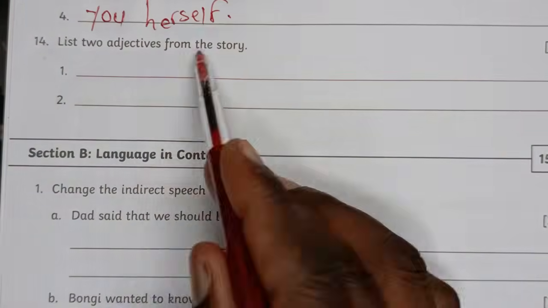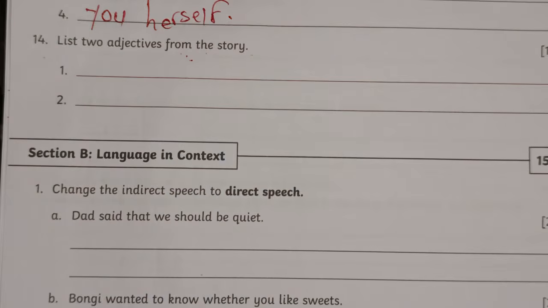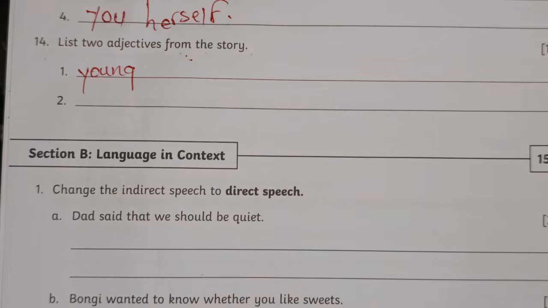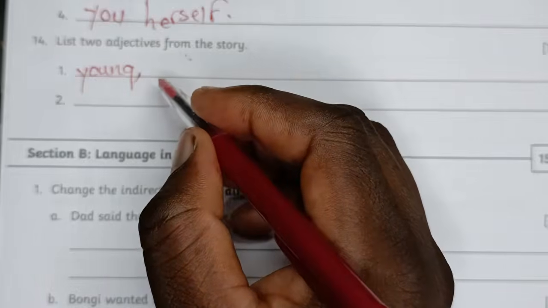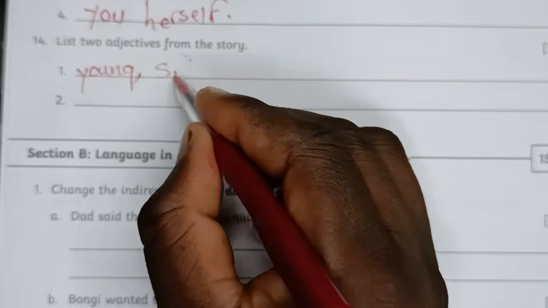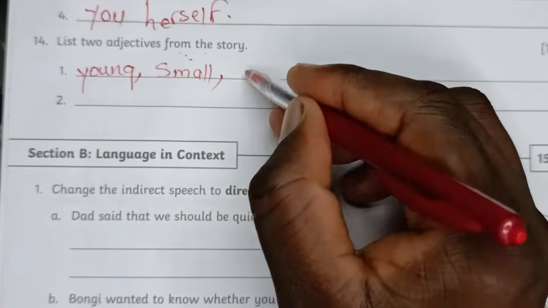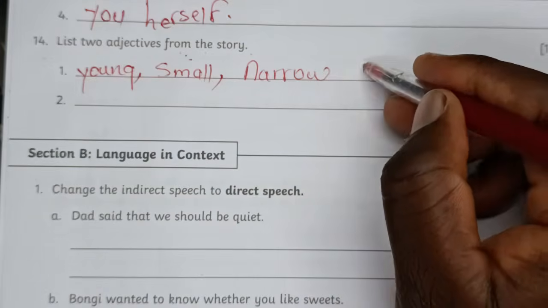Question 14. List 2 adjectives from the story. The adjectives that we find in the story are young. The first one, young. Young tells us how the man was. He was a young man. So it's a descriptive word. Small. Small tells us how big the bandages were. They were small. Narrow. Narrow is an adjective as well. Middle.